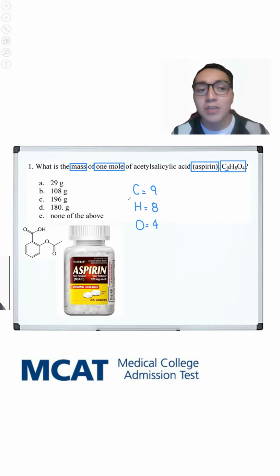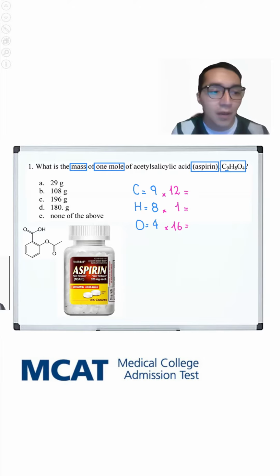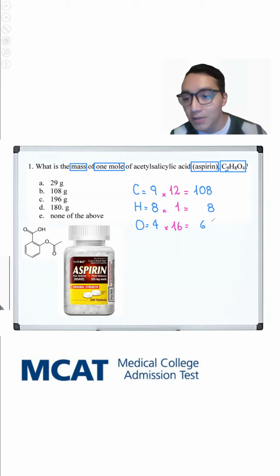And after this, I need to multiply by the molar mass of each element. So if I use the periodic table, I can identify the mass of carbon. The mass of carbon is 12, okay? The mass of hydrogen is 1, and the mass of oxygen is 16. After this, I need to multiply. So the result for the contribution of carbon is 108. The contribution of hydrogen is 8 times 1, 8. And the contribution of oxygen, 4 times 16, 64.